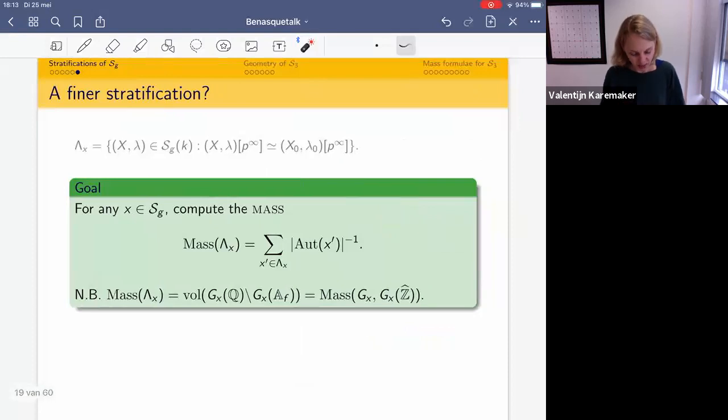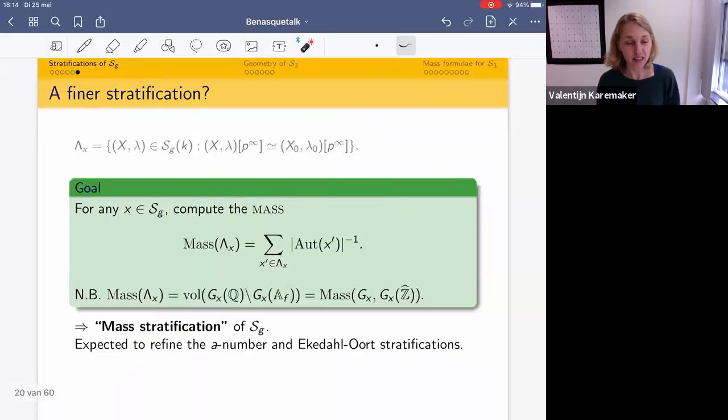So what is then the question that we want to answer? We finally got to it. Here's a quick recap of the definition of lambda x. As I said, computing the cardinality is hard, but instead we'll aim to compute the mass of it. And so this is what that means. For any x in SG, we'll aim to compute the mass of lambda x, which is the sum over its elements weighted by their automorphism groups. So this is very much like a stacky count, as Van der Geer mentioned this morning. And by the double coset story that I told you just now, we can also interpret this mass as a volume, namely of the following coset of groups.